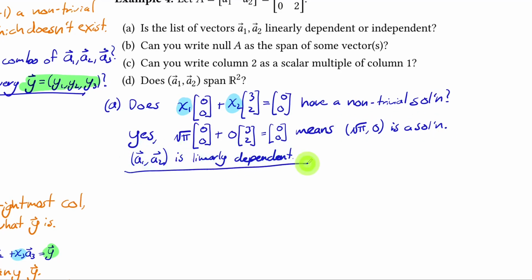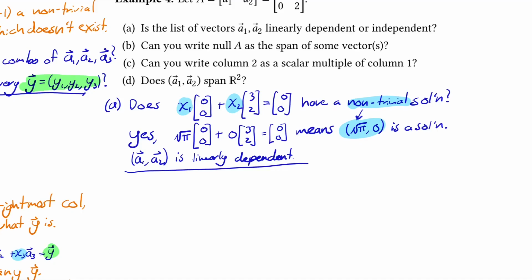So that answers that question. We have a non-trivial solution here. Non-trivial because the square root of pi is not 0. Okay. That's A. Can you write the null space as the span of some vectors?